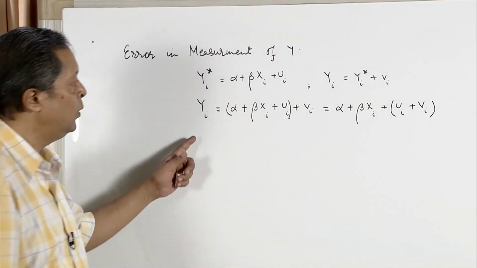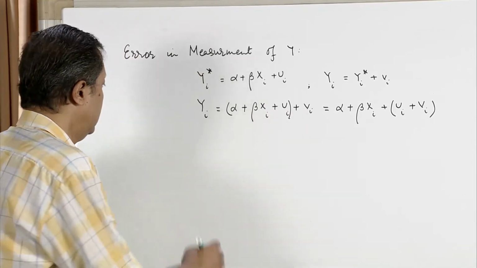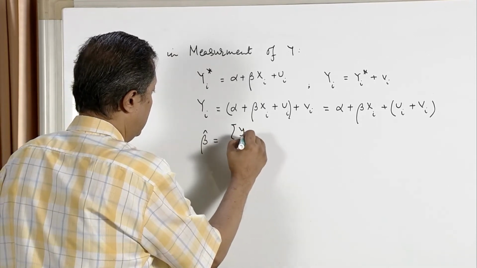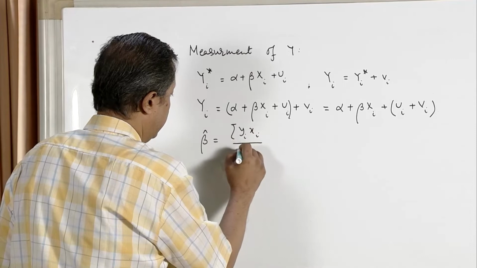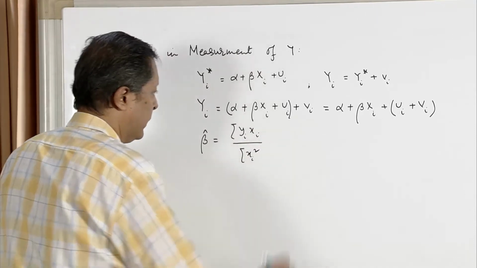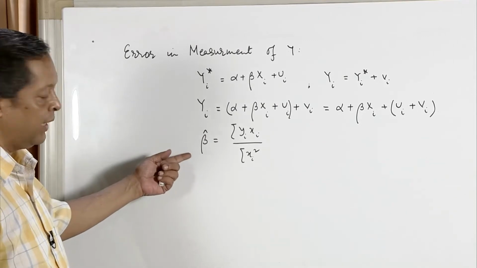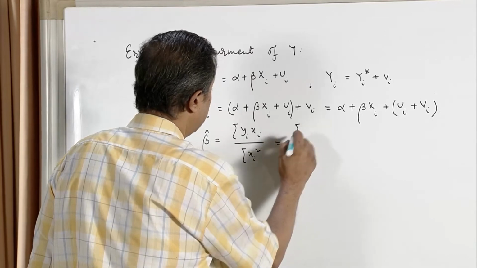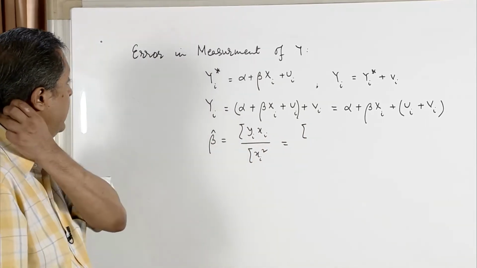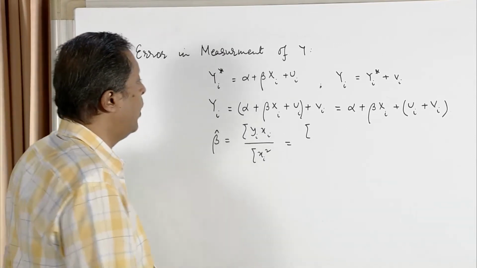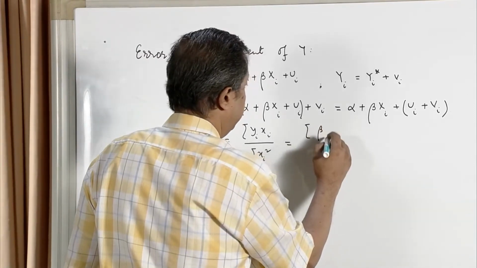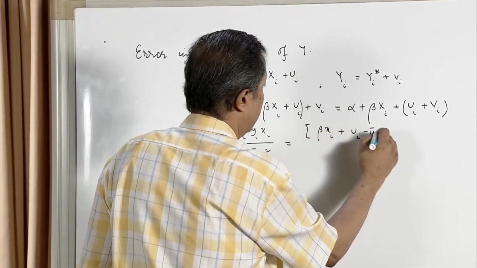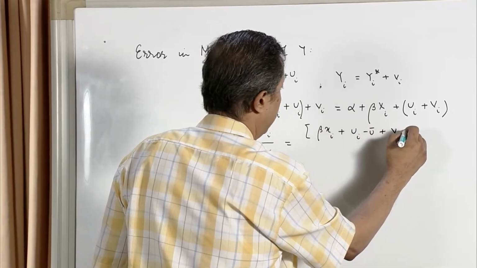So, that is the model which is being run by the researcher, and therefore, beta hat, as we all know, is summation yi xi divided by summation xi square. Now, we will see that this estimate is unbiased. So, that is equal to, instead of y, what we write is in deviation form. That means, instead of y we will write beta small xi plus ui minus u bar plus vi minus v bar.